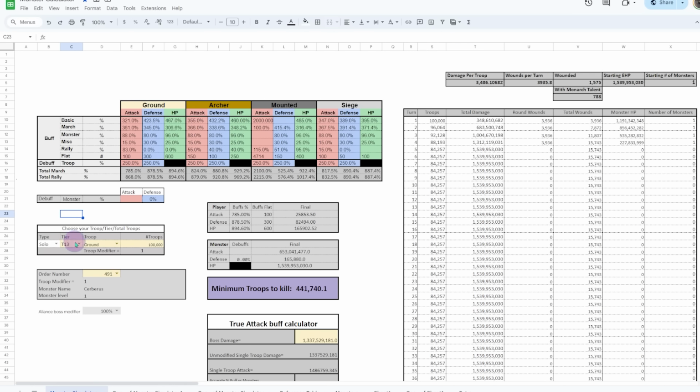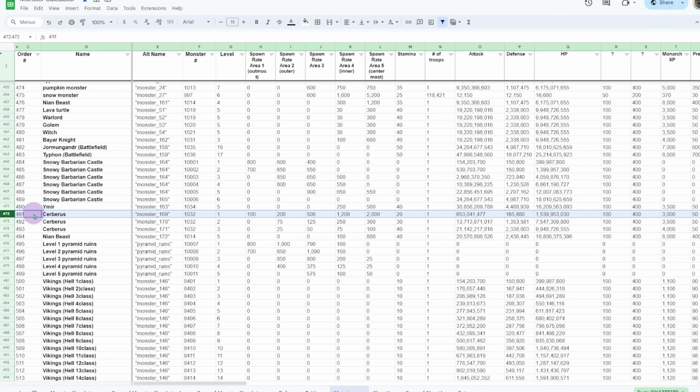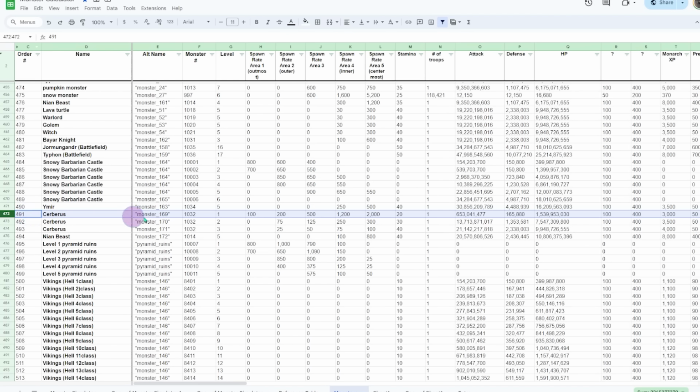Down here, choose your tier, what type of troop, and the number of troops you are sending. And it's going to give you a troop modifier depending on what type of monster you're fighting. Down here, you're going to choose your monster. So we put 491, that is the number for Cerberus. And level 1 has a modifier of 1. You find that down here in the monster tab. And here we have 491 for Cerberus, and it is a level 1. So we have 3 of them right here.